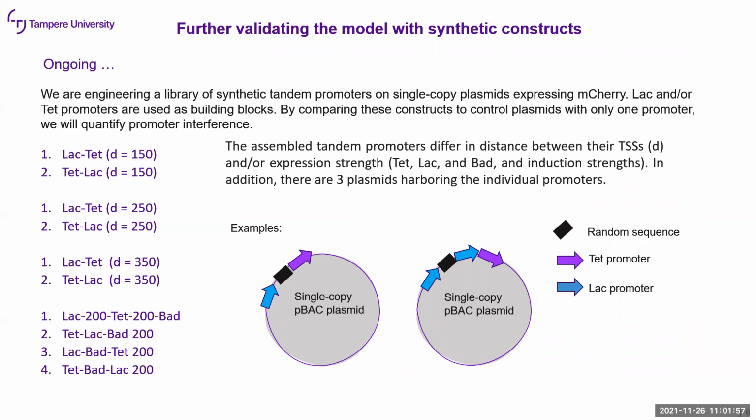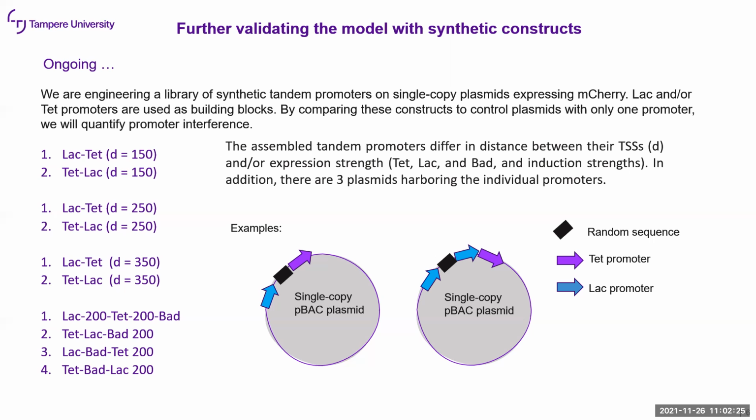And we're assembling them using mCherry for measuring expression. So they're currently assembled, and we're going to start very, very soon measuring their dynamics. And as you can see, they differ in the two main variables that we're describing from the model: distance between the promoters and strength of the promoters, which we can control with the induction strengths by external regulation. And that's how we're going to be testing the model.